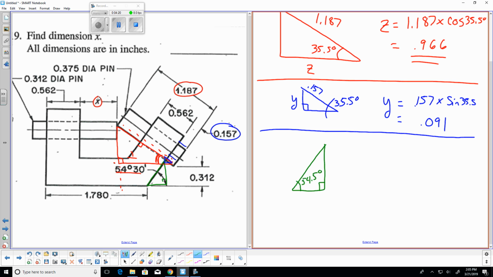And I know that this side of the green is going to be this piece right here plus the height of the blue, or what we were calling our y value. So this piece plus the height of the blue, which is the y value, gives me this piece right here. So that's going to be 0.091 plus the given value, 0.312. That's going to equal 0.403, which is this side of the triangle.